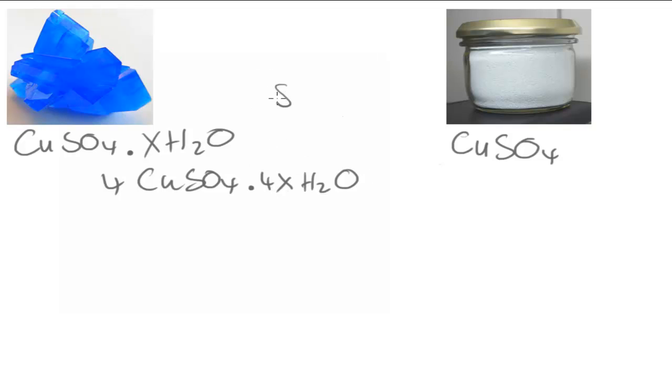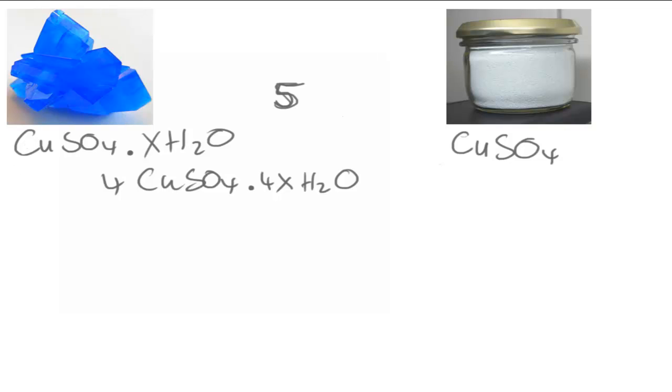I think it's usually 5. It's usually 5, and sometimes it can vary, but it's usually 5 for copper sulfate specifically. But for a specific compound, it's usually a specific number of moles of H2O which bonds to it, and that usually doesn't change as the number of moles of the compound increases. Okay.